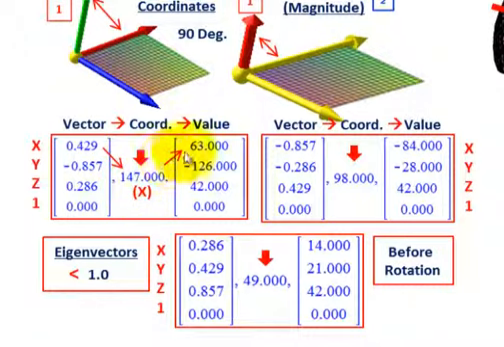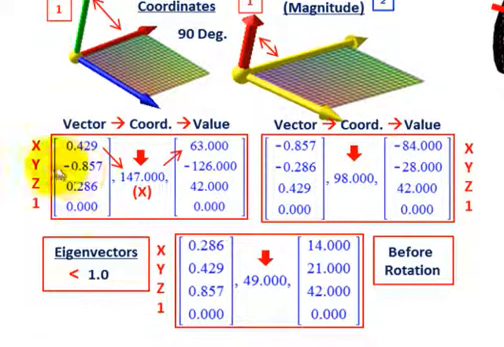And that multiple is going to give you the position here for your eigenvalue. And your X position, 0.429 times 147, gives you a value here of 63. Okay, so that's how you calculate your eigenvalue position here in your XYZ coordinates and magnitude.